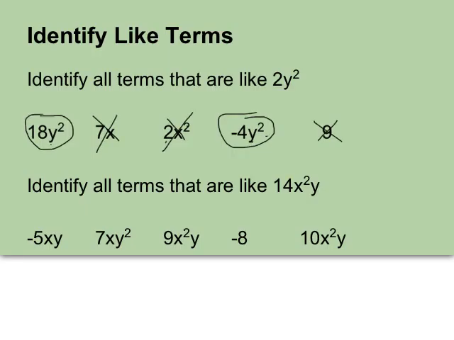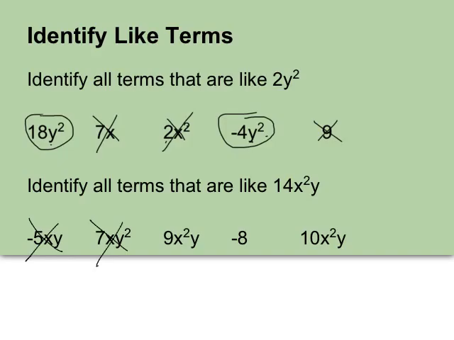In this one, identify all terms that are like 14x squared y. So it has to have an x to the second power and a y to the first power. It can have an x or a y to a different power. That would not be like. So negative 5xy, it has x and y, but not x squared. 7xy squared, it has an x and a y, and it has the second power, but the second power is on the wrong variable, so that one's not right.